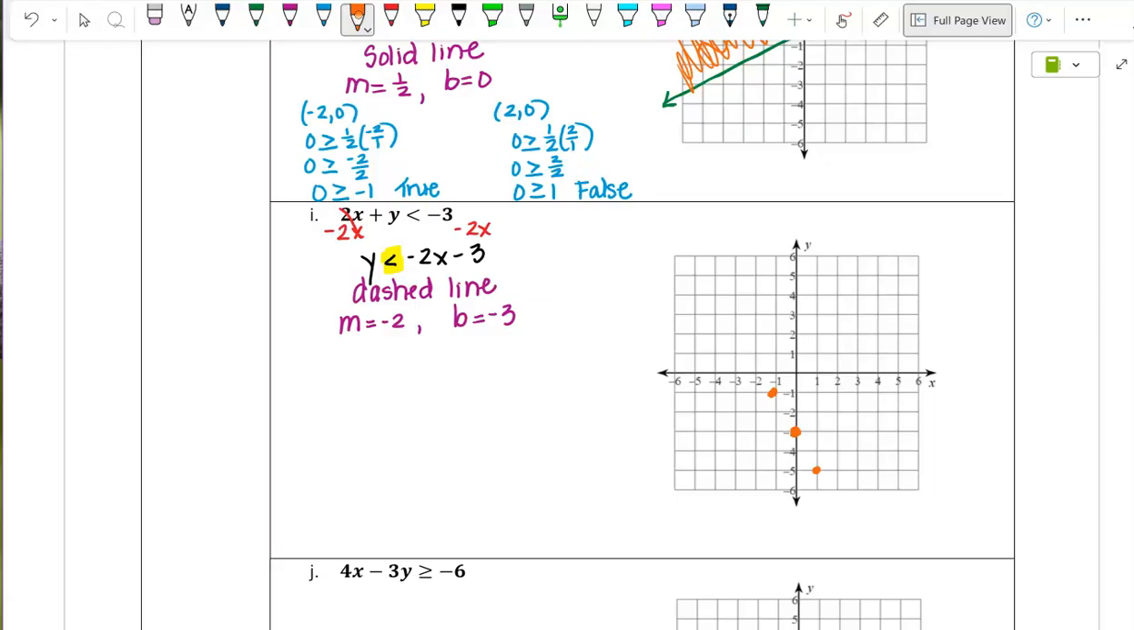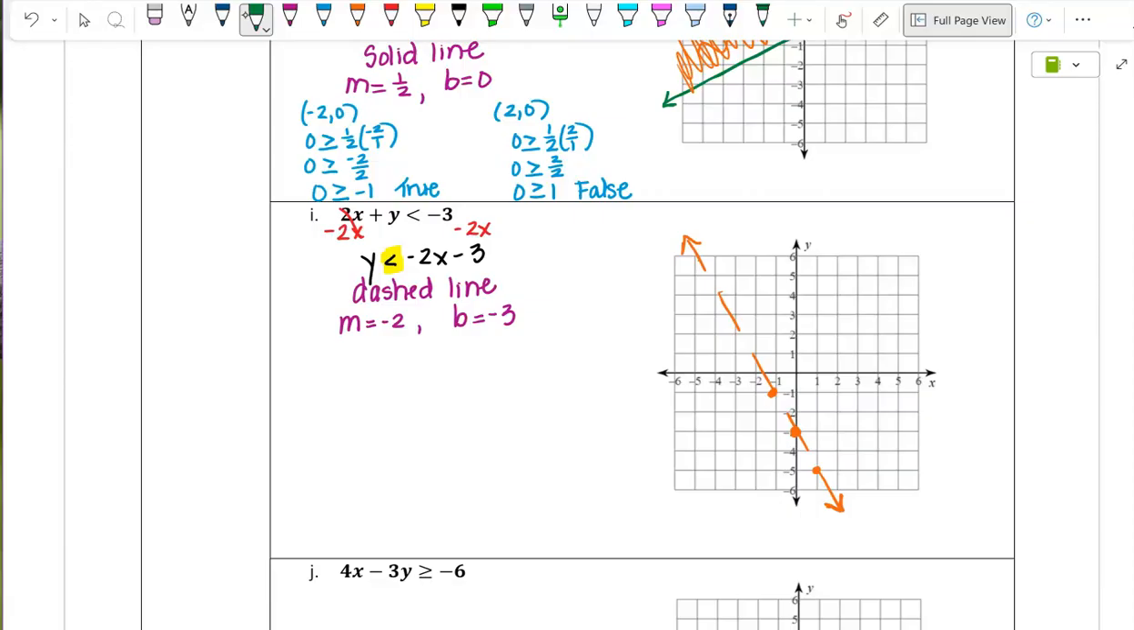And now I need to make sure when I'm drawing this in that I'm drawing it in as a dashed line, that there's clear separation between my dashes. Because remember, a dashed line means any point on the line is not included in the solution. And then once my line is graphed, now I have to go to choosing those points.